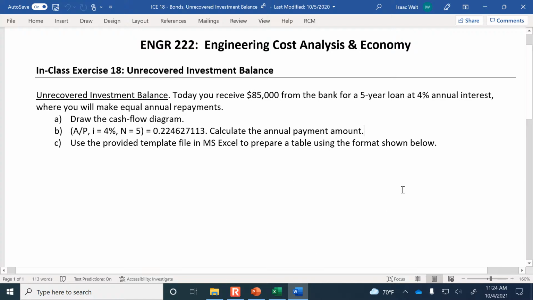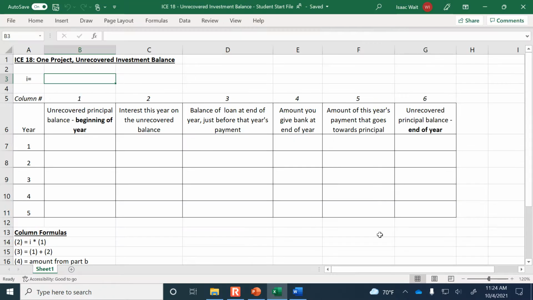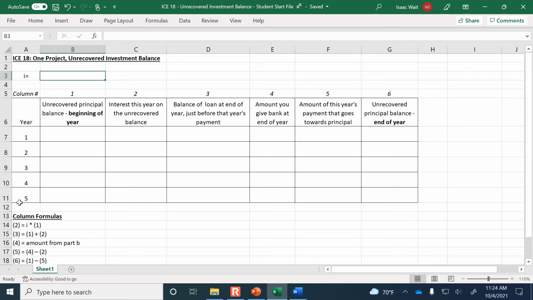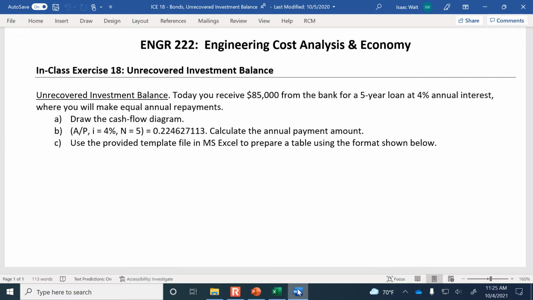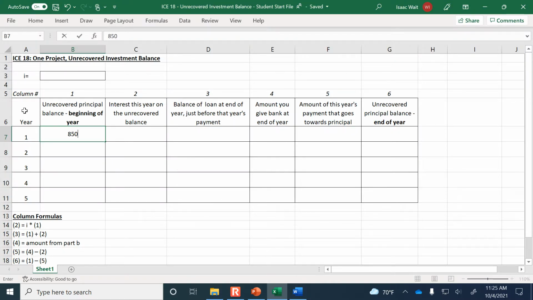And then, once you've done that, open up this template file that I provided and see if you can figure out how to fill out the table since I've given you these formulas. So you'll notice each one of these columns has both a title and a number. The title explains what it is, and then the number is just kind of a shorthand for what you should do to calculate the quantity. So you're going to have to fill in some interest rate, the unrecovered balance at the beginning of the year. Hint, it's the $85,000 loan that you took. So I will tell you $85,000.